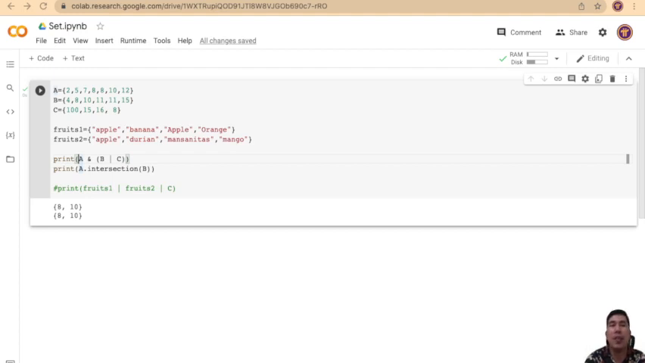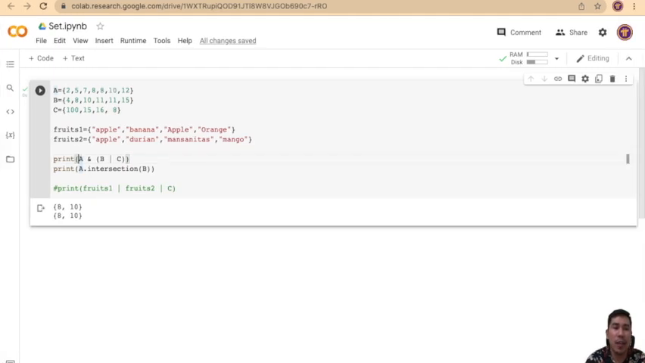The set difference is a set of elements that exist only in set 1 but not in set 2. Meaning, if we have set A and set B, it is going to display only the elements that exist in set A but not in B. The set difference can be implemented in two different ways. The first is using the minus symbol, and the other is using the difference built-in function.